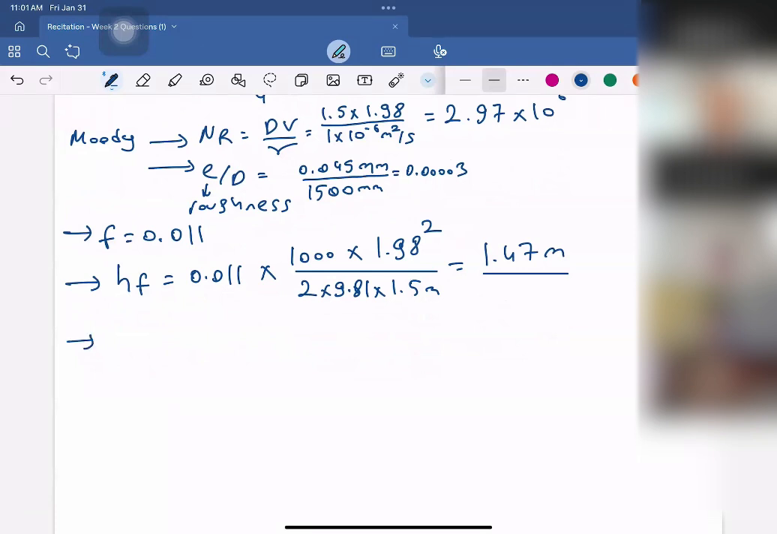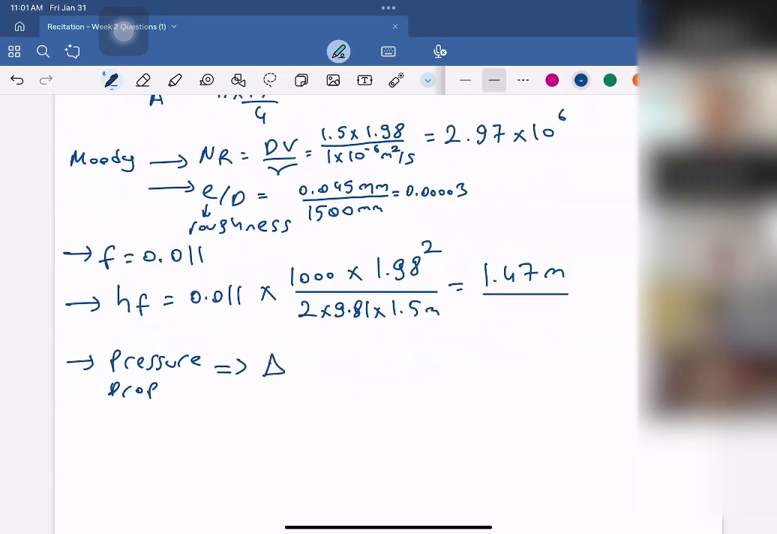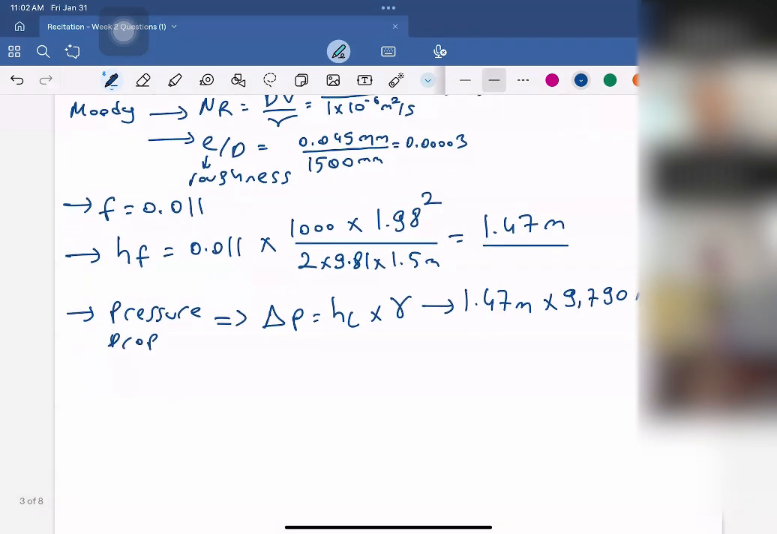But we are asked to find pressure drop, which is delta P equal to head loss times specific weight. From here, if you do the calculations, you will get the answer in kilopascal.